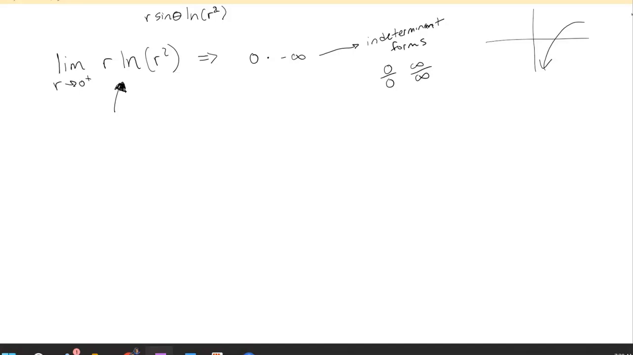So how do we take something of the form 0 times infinity and turn it into one of our indeterminate forms so we can use L'Hopital's rule? We often take one of them and put it in the denominator as 1 over that function. The easiest way to do that in this case is going to be putting r in the denominator. So multiplying by r is the same thing as dividing by 1 over r.